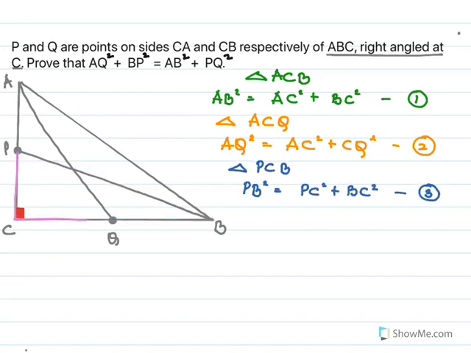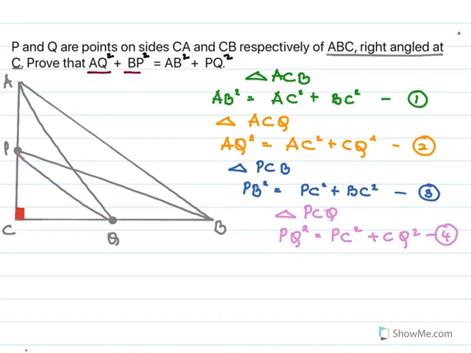And then we have the triangle PCQ, this triangle. Here again we use Pythagoras theorem. In triangle PCQ, PQ square equal to PC square plus CQ square. This is equation 4. If you look up here, we need AQ square plus BP square.